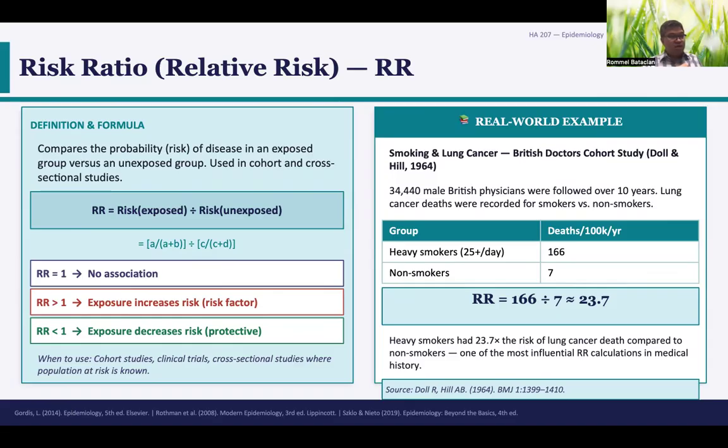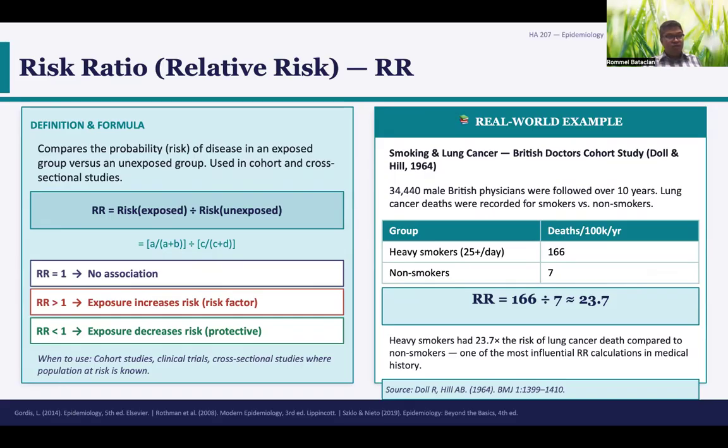Among heavy smokers, those smoking 25 or more cigarettes per day, the death rate from lung cancer was 166 per 100,000 per year. Among non-smokers, it's relatively smaller, 7 per 100,000. So simply, you would divide the risk of the exposed, which is 166, versus the unexposed, which is 7, and you get 23.7. So that means, if you would round it up to 24, heavy smokers had nearly 24 times the risk of dying from lung cancer compared to non-smokers.